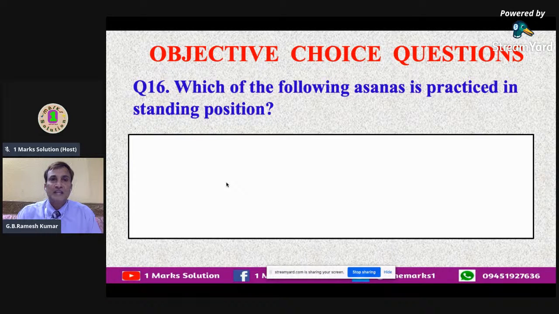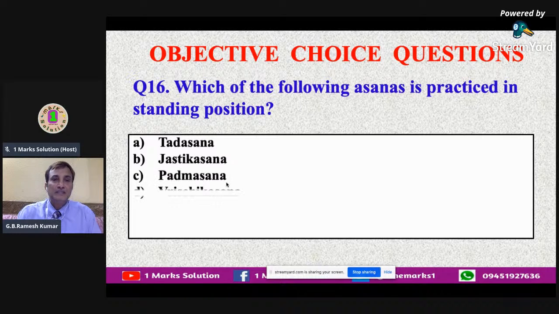Which of the following asanas is practiced in standing position? Tadasana, Jastikasana, Padmasana, or Vrikshasana. We have some standing asanas, some sitting asanas, inverted asanas, and advanced asanas. When you differentiate between sitting and standing asanas, Jastikasana is definitely not it. This is one of the relaxation postures, Padmasana is a meditative posture, and Vrishchikasana is an advanced posture. Tadasana, the palm tree pose, helps to increase height and reduce obesity and fat from the abdominal part. The answer is Tadasana.